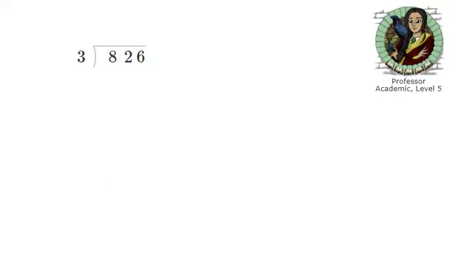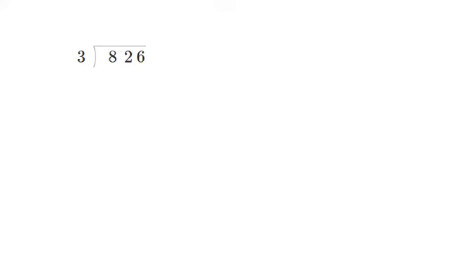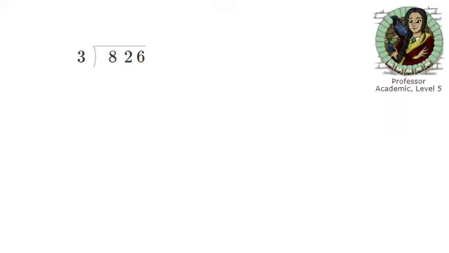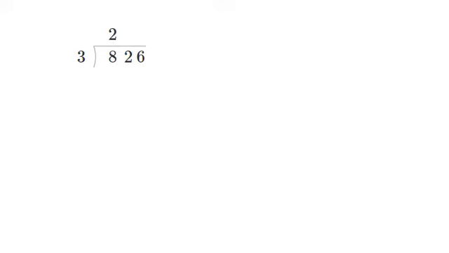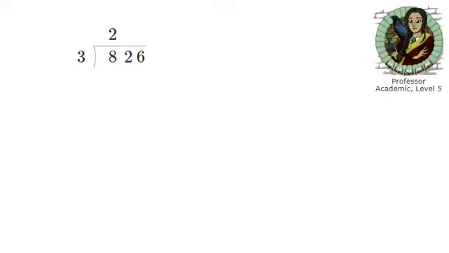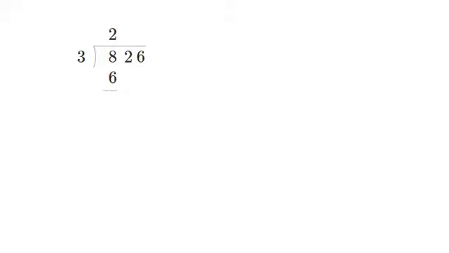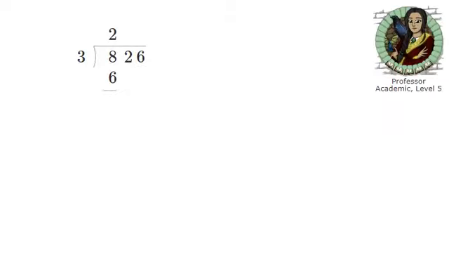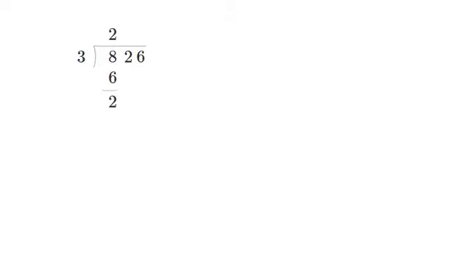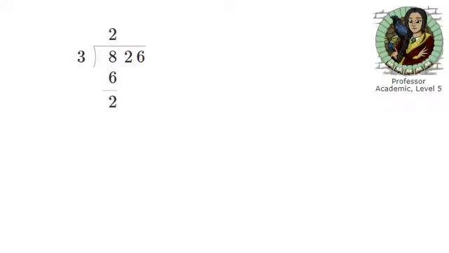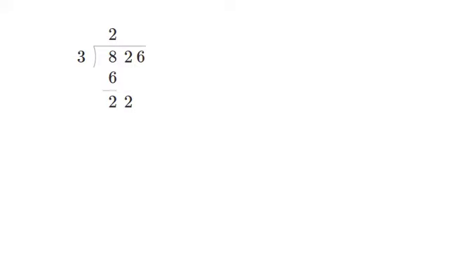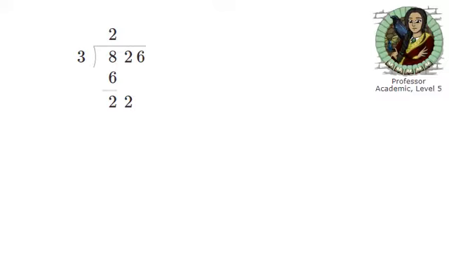To remind ourselves, let's review how we might use long division to find the quotient and remainder when, for example, 826 is divided by 3. We'd begin by dividing 3 into 8. So that's 2 times 3 is 6. 8 minus 6 is 2. We then bring down the next digit, 2. 3's into 22 go 7.